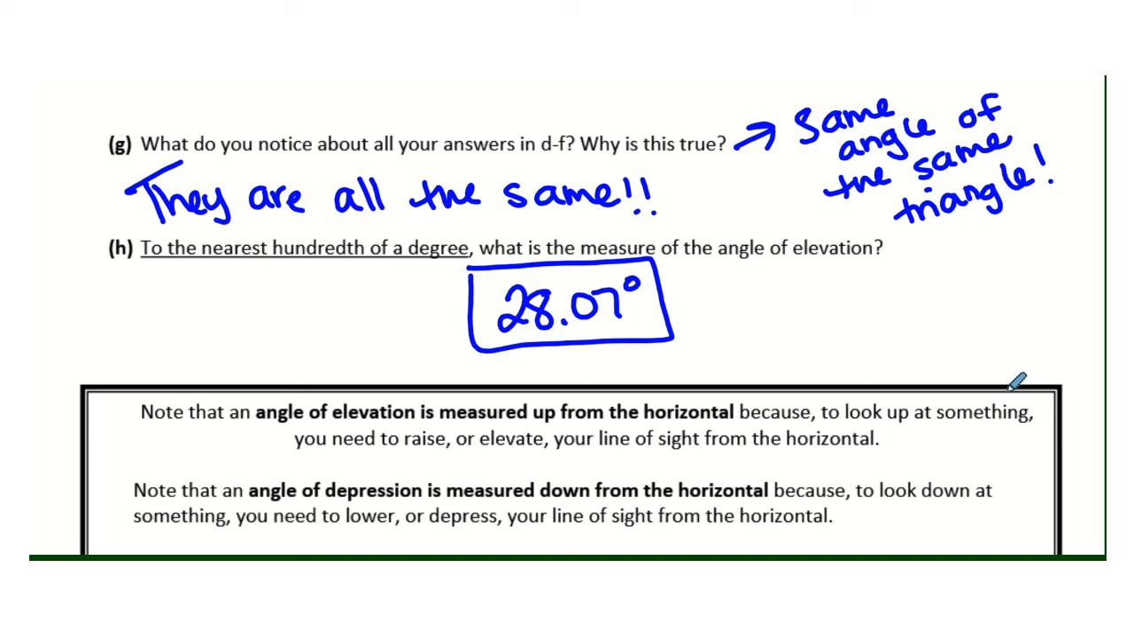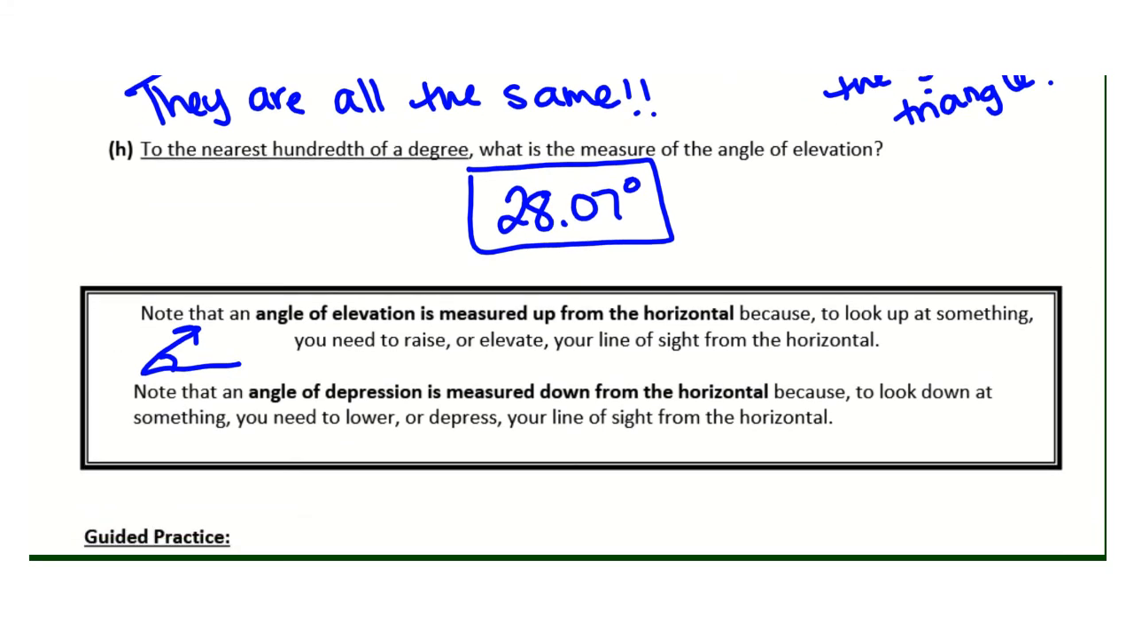Note that an angle of elevation is measured up from the horizontal because to look up at something, you need to raise or elevate your line of sight to the horizontal. So an angle of elevation is going to be something like this.